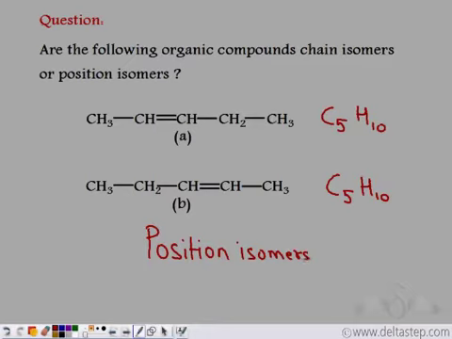So there are two types of isomers. The chain isomers, in which there's a difference in the arrangement of carbon atoms, and the position isomers, in which there's a difference in the position of the functional groups.